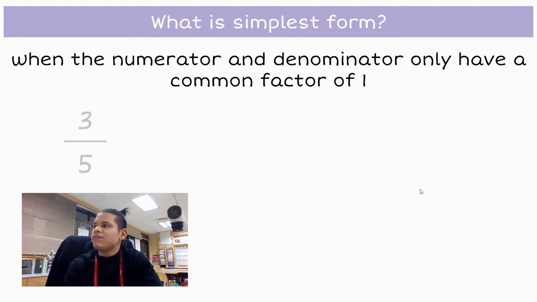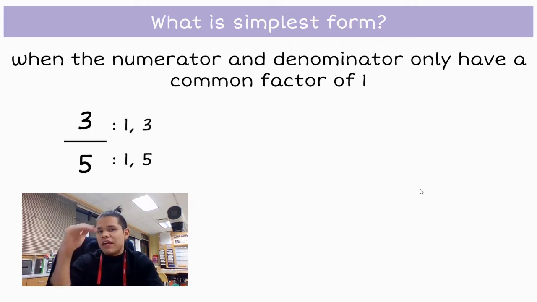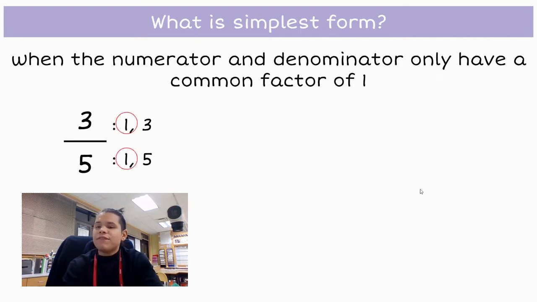So let's remember back to our factors. We have 3/5. The factors of the numerator are 1 and 3, and the factors of 5 are 1 and 5. When they have a common factor of 1, all they have in common is the 1, that is in simplest form.